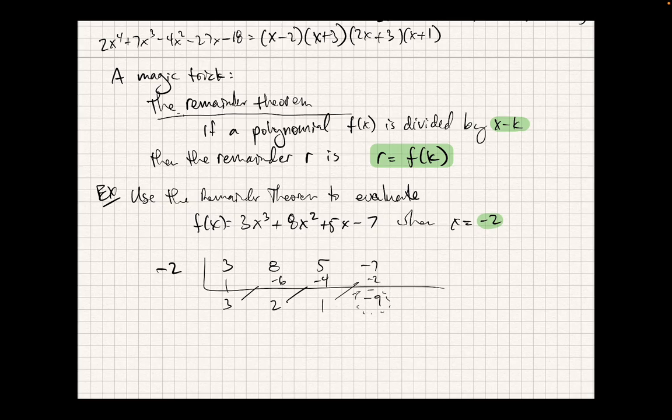So by the remainder theorem, my remainder is -9. So f evaluated at -2 is -9. Oh, interesting. This is what this means by the r equals f of k. If I plug in k, that gives me my remainder, or if I do synthetic division, I find my remainder. That is my function evaluated at -2.